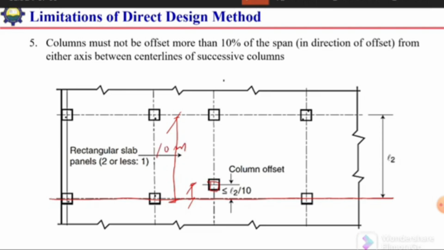So this offset should be 10% of the 10 meter, meaning it should be less than 1 meter. So the offset of this column cannot be more than 1 meter. If it is less than 1 meter, then it is okay. If it is more than 1 meter, then it means this limitation is not satisfied.